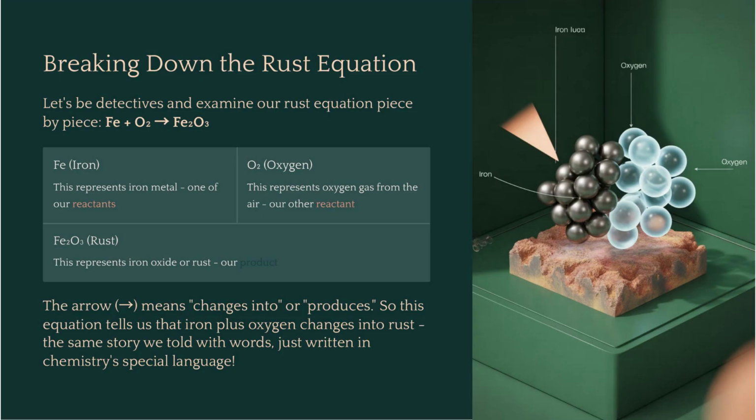Let's break down that equation. The Fe stands for iron, and O2 is oxygen gas. These are our reactants. The arrow shows the reaction's direction. The Fe2O3 is a new substance, and it's called rust or iron oxide. This is our product. So the equation perfectly summarizes the entire process of iron rusting.